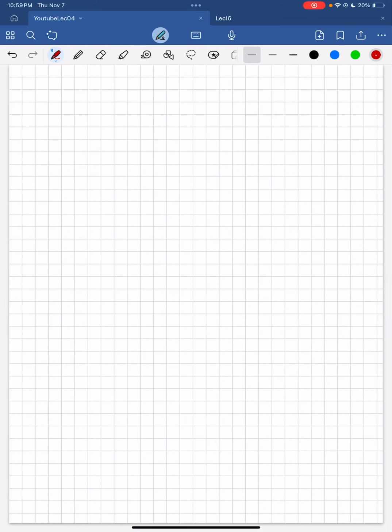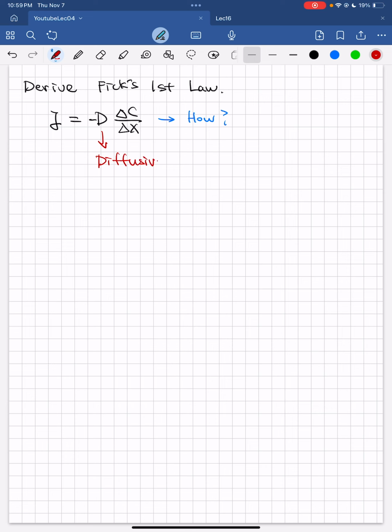All right, welcome back. Today we will derive Fick's first law. Now, of course, you already understand the physical meaning of this equation for steady state, but how did we get this equation? How? And what is this diffusivity? How did we get this constant? That is what we are going to do today.